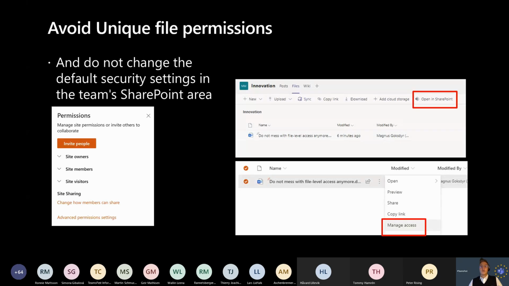Not having overview is a security challenge in itself. Avoid setting unique rights to files and folders in the SharePoint area of your team. Unique file permissions are always difficult to maintain. And if you start with that, you immediately have the same clutter that I'm sure most of us have previously both created and experienced in both SharePoint and on file servers.